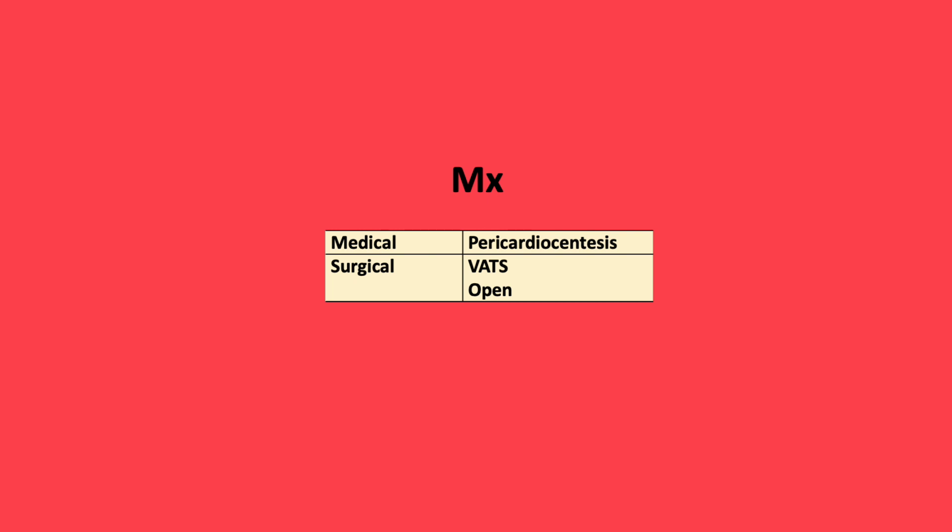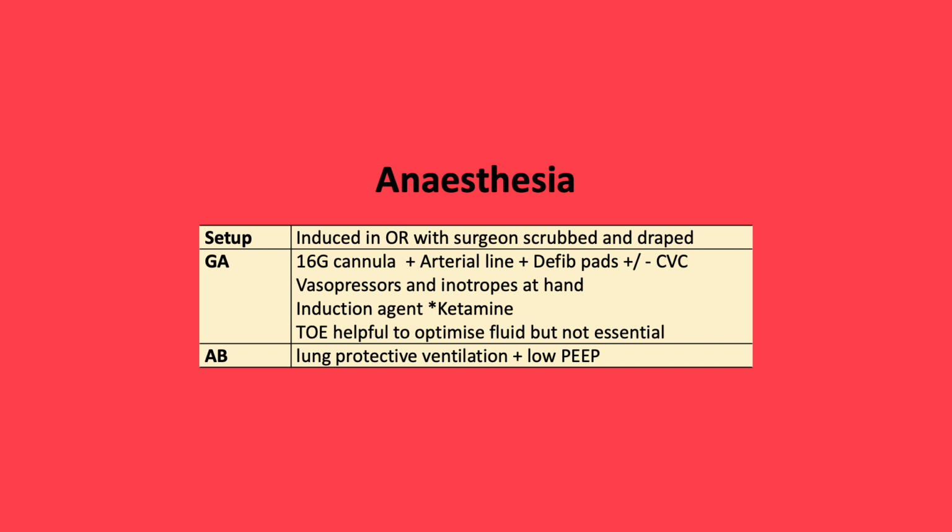The management of a pericardial effusion can be medical or surgical. Medically, you can perform a pericardiocentesis, or surgically, you can perform an open procedure by a sternotomy or a video-assisted procedure. It's important to remember for anaesthesia, these are high-risk cases, especially for patients with tamponade, and therefore the patient should be induced within the operating room with the surgeon scrubbed and draped.